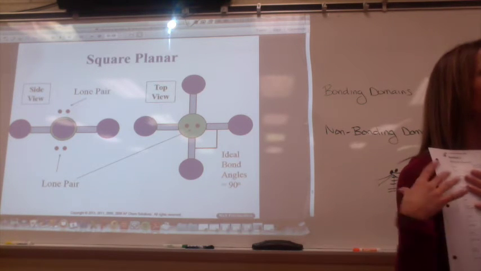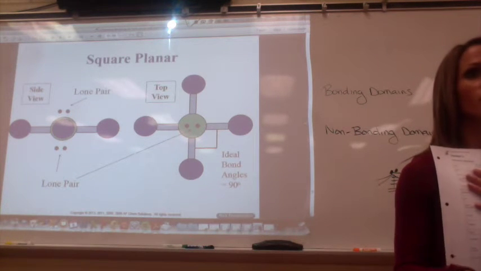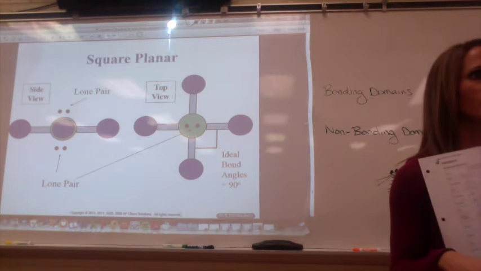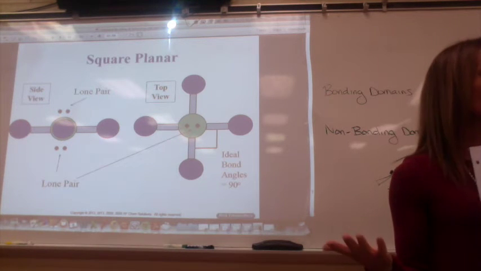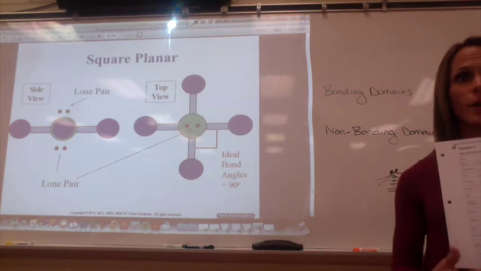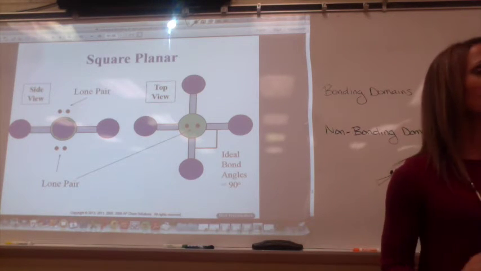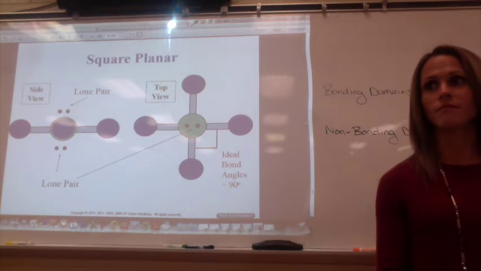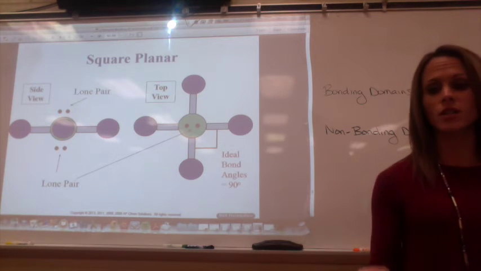Literally, you make your note cards, you memorize them. Your structure drawing is truly what you need to be a master at. If you draw the structure incorrectly, you're going to get that wrong, then you're going to get your geometry wrong, and then you're going to get your bond angle wrong. So you need to make sure that your structure drawing is up to par, which we practiced for the last 2 days, so you should be okay.